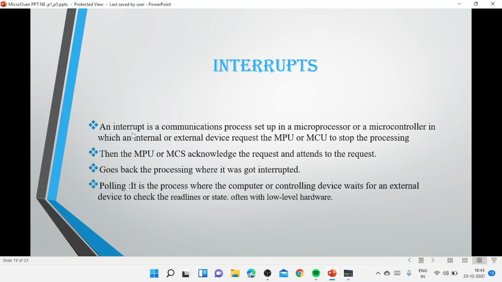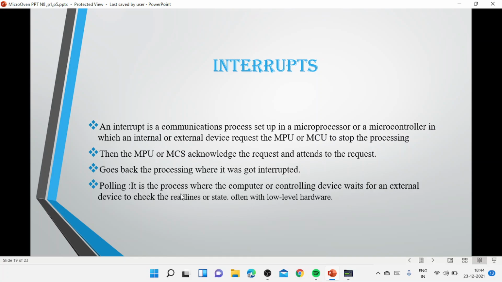And what is an interrupt? An interrupt is a communication process set up in a microprocessor or microcontroller in which an internal or external device requests the MCU to stop the process. The MPU or MCU then identifies the request, attends to the request, and goes back to the processing where it was interrupted. Wherever we got the interrupt, it will go back there and continue.